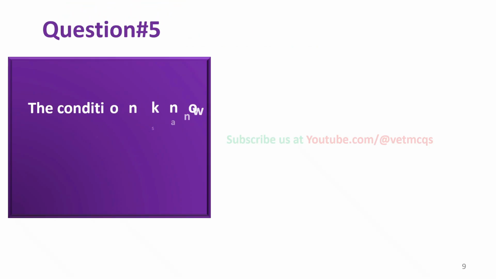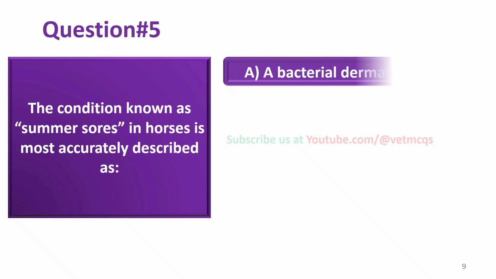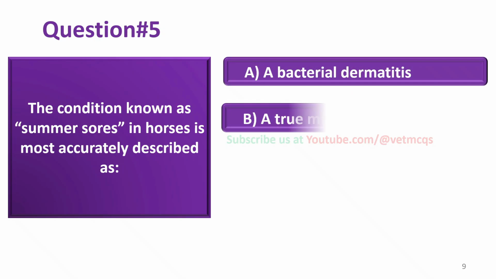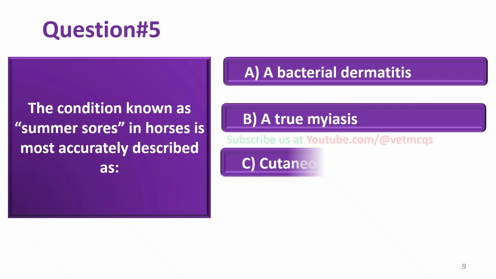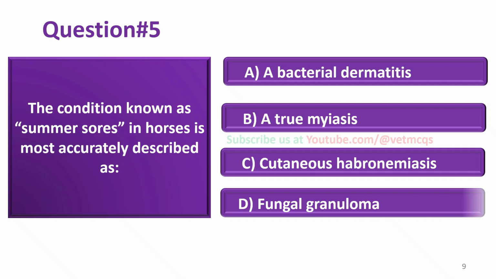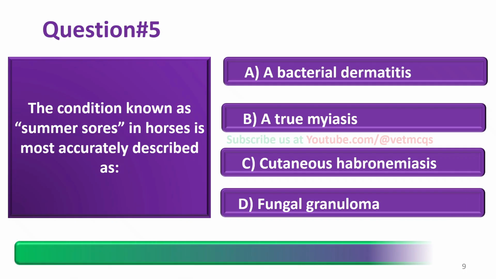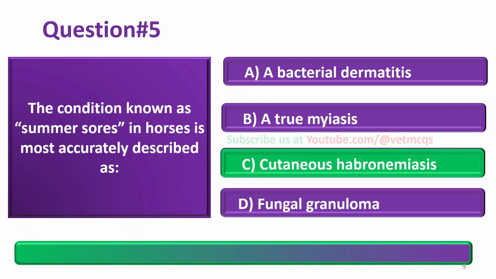The condition known as summer sores in horses is most accurately described as a bacterial dermatitis, a dermatomycosis, cutaneous habronemiasis, fungal granuloma. And the correct answer is option C, that is cutaneous habronemiasis.